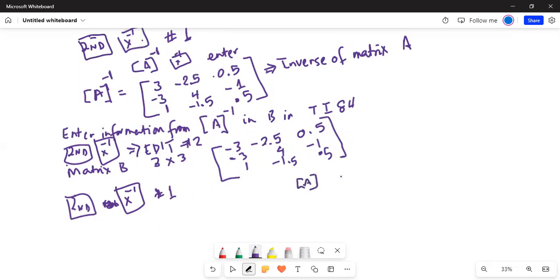Okay. Then press the multiplication sign. And again, second x minus 1 button, and this time number 2. So you'll get A multiplied by B on your calculator screen. Okay, you get A times B, and then hit enter. You expect an identity matrix.